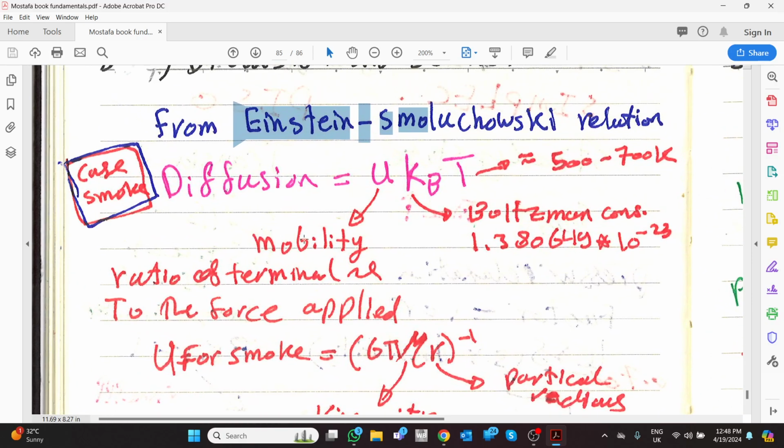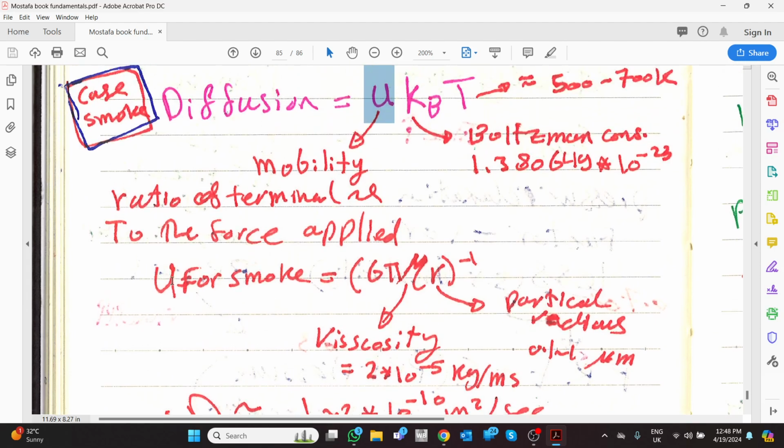Okay, this is a constant. This is in Kelvin. So what is U? U is mobility. It is a ratio of terminal velocity to force applied. Okay, and for example, U for smoke is equal to 6 pi eta multiplied by k. So mu is a viscosity, for example, for the fluid. K is a particle radius of the smoke, which is approximately 0.1 to 1, and multiply, you will get.